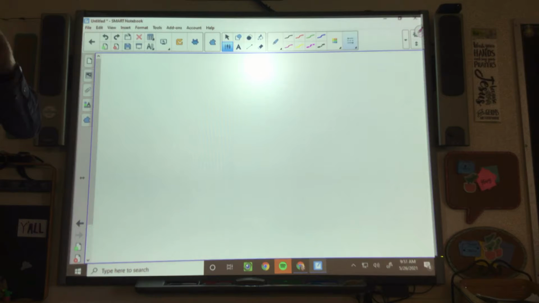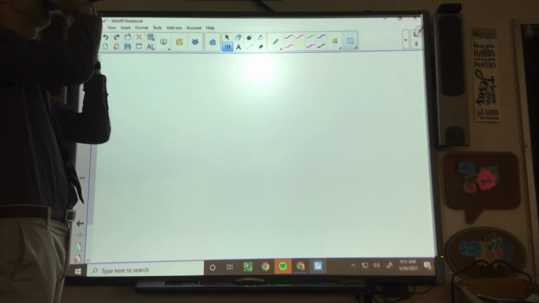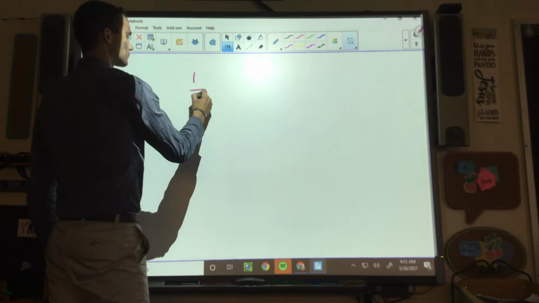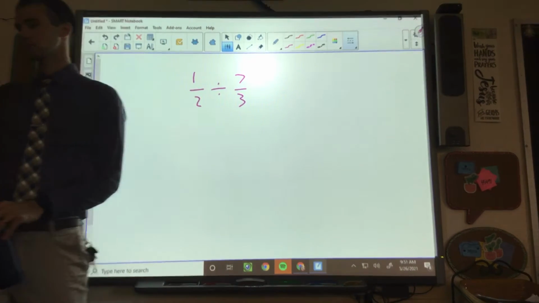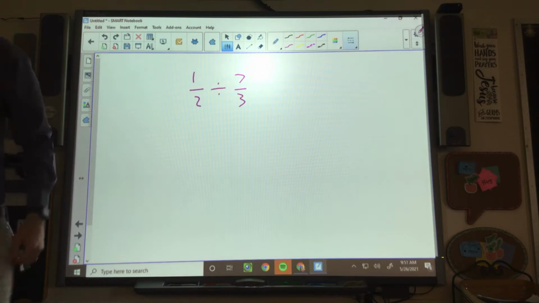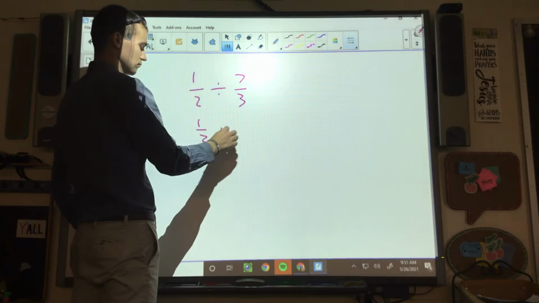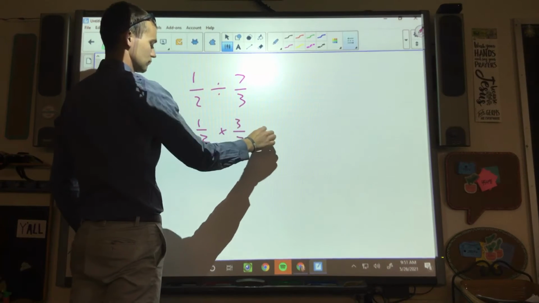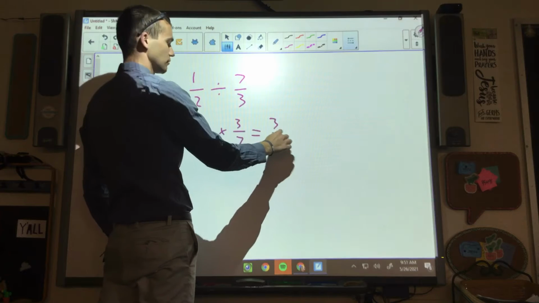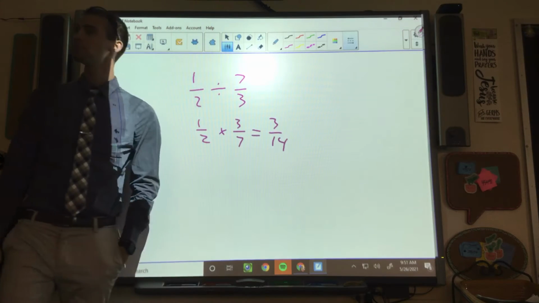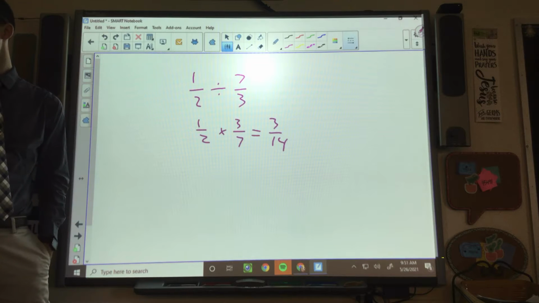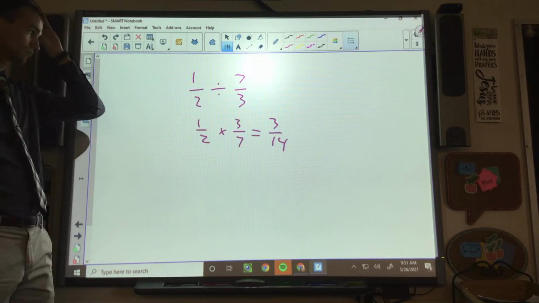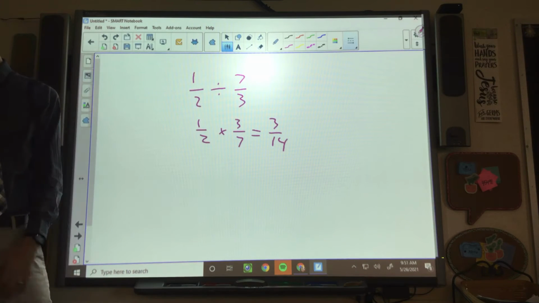1/2 divided by 7/3 equals 1/2 times 3/7 equals 3/14. Check. Equals 3/14. Okay, it worked. I already know it worked. Are we done? Yes, that's it.